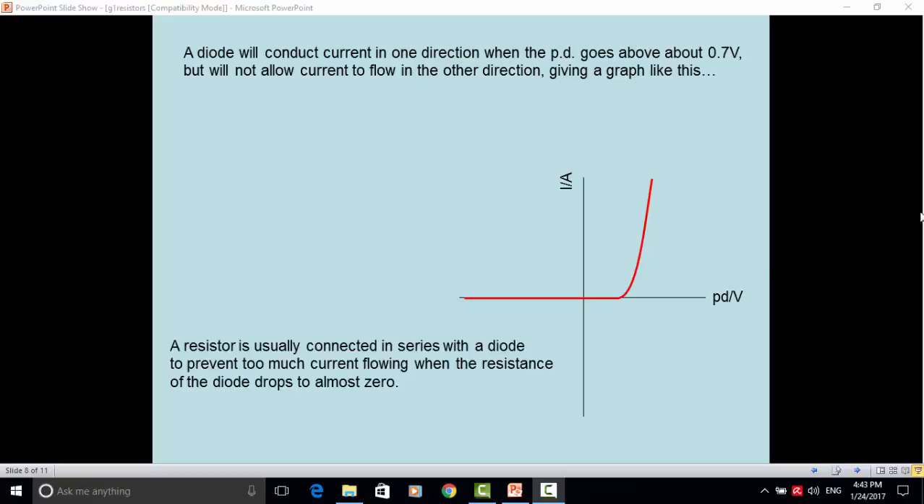So we see at a negative voltage, with it connected up the wrong way round, or in reverse bias, there is no current, whatever the potential difference. At a positive potential difference, or a forward bias, around about 0.7 volts, the diode starts to conduct, and then has a very low resistance. We normally connect a resistor in series with a diode to prevent too much current flowing when the resistance drops to almost zero.